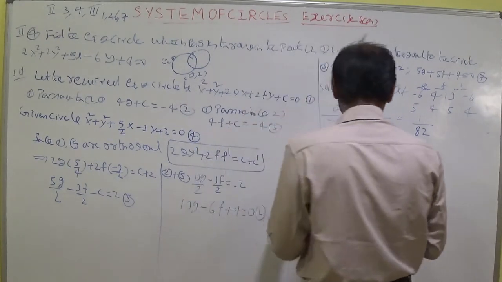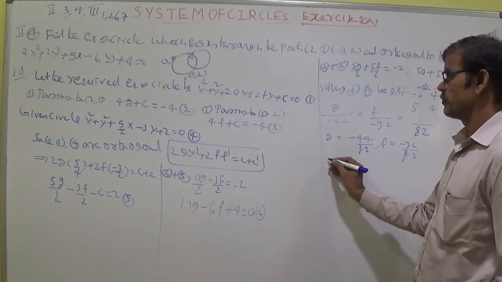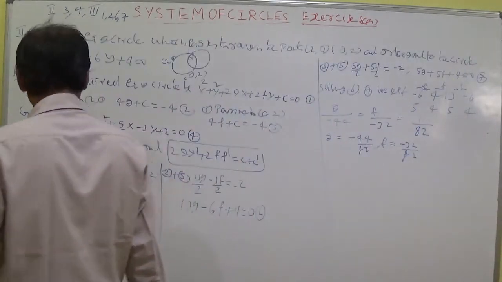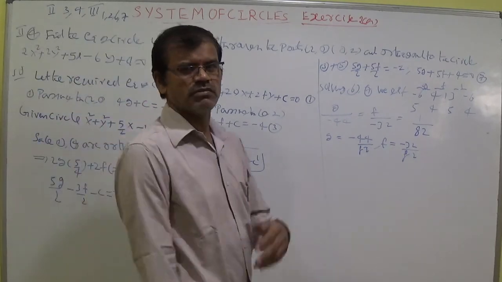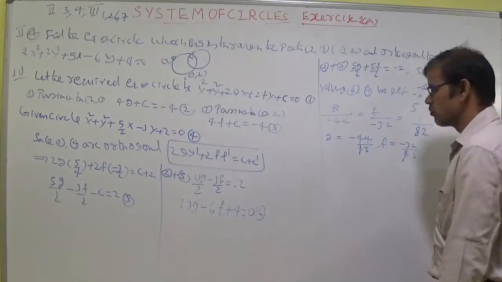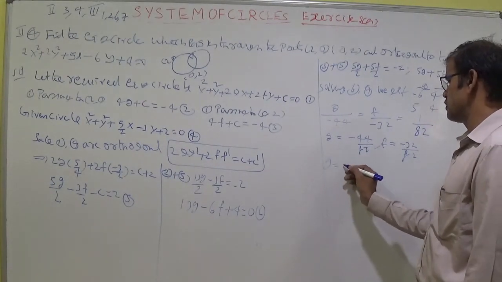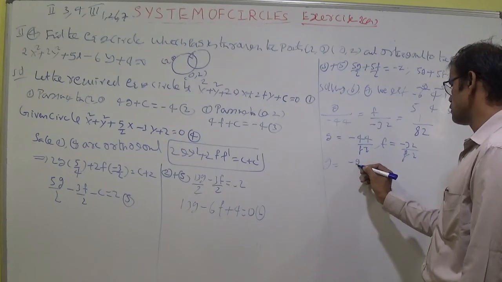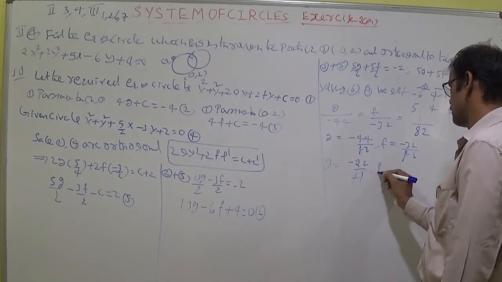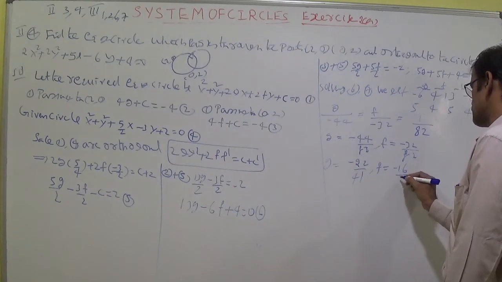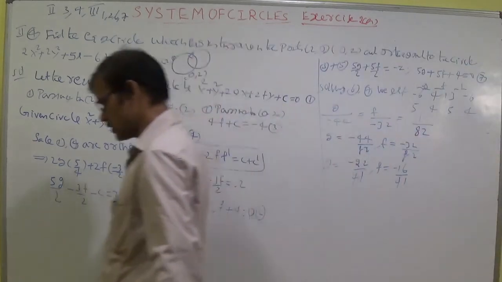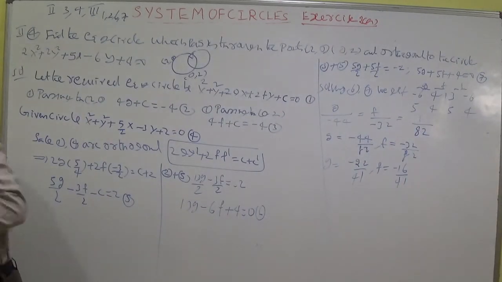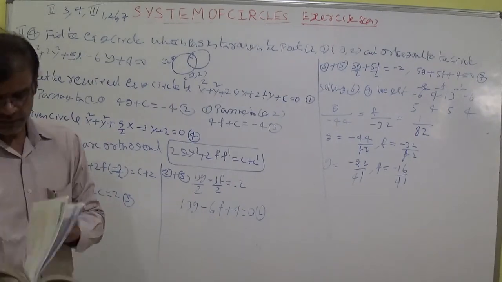So G is equal to, what is the C? Let us discuss once. Okay, if there is any mistake you can verify, students. G is equal to minus 22 by 41. F is equal to minus 16 by 41. This much will not be, I think. The 41 answer is not there. Maybe somewhere it is wrong.